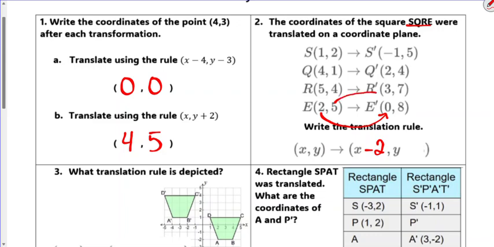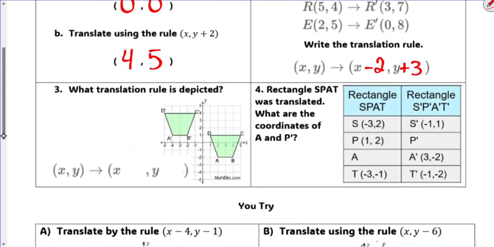For the y, going from 5 up to 8, that's adding 3. So I took each of my y values, and I added 3. And you can see that's true for all of them: 4 to 7, 1 to 4, 2 to 5. You're doing the same thing each time. You're subtracting 2 from the x and adding 3 to the y.